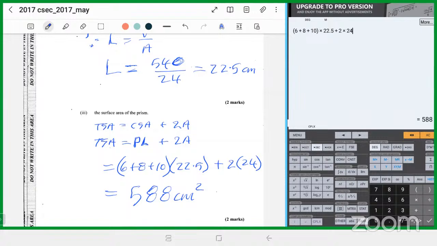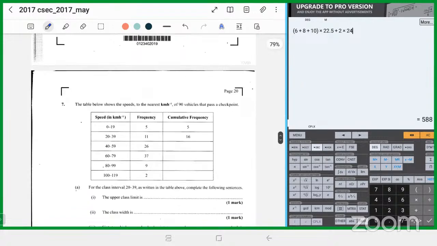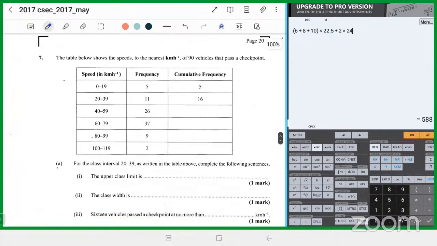All right. Moving right along. Next question. All right. Next question is a statistics question. Number 7. It says, the table below shows the speed to the nearest kilometer per hour of 90 vehicles that pass a checkpoint.